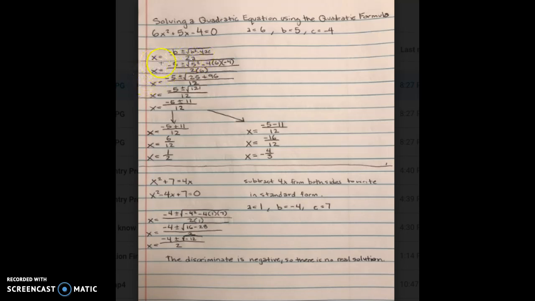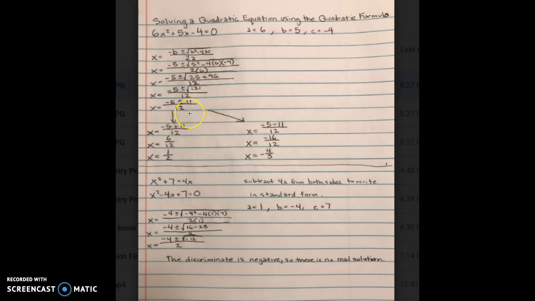So x is equal to negative 5 plus or minus the square root of 5 squared minus 4 times 6 times negative 4 divided by 2 times 6. When we work that out, x is equal to negative 5 plus or minus the square root of 25 plus 96 all over 12. And x is equal to negative 5 plus or minus the square root of 121 over 12. And x is equal to negative 5 plus or minus 11 over 12, because 11 is the square root of 121.